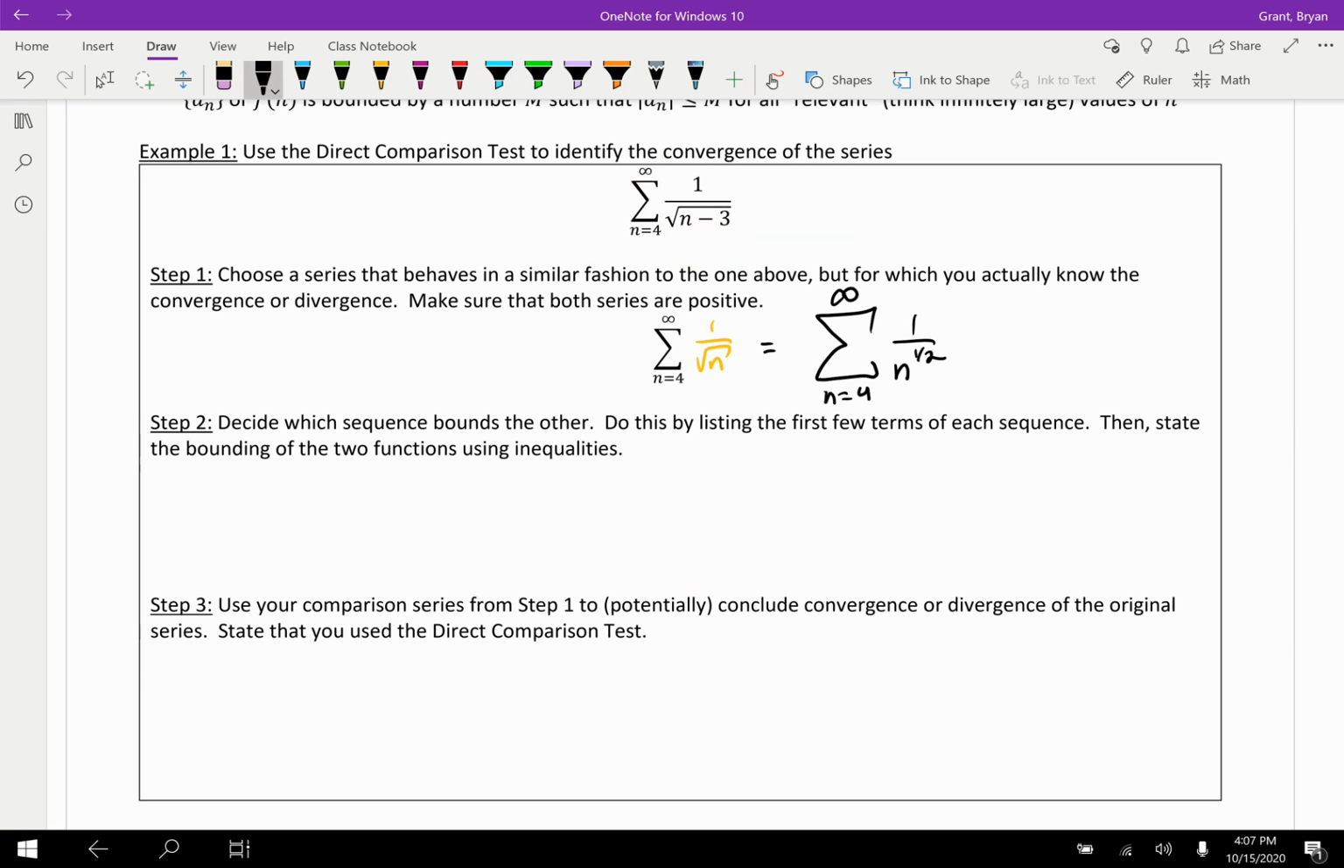Why am I picking this series? I'm picking the series because this is a p series. It's a p series with p less than 1, so this is a divergent series. Now, we also need to make sure that this divergent series and this series over here, or rather the sequences, are comparable. And they need to be comparable by looking at each individual term and making sure there's a consistent pattern that you can actually figure out with each term.